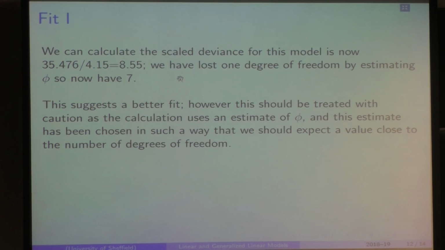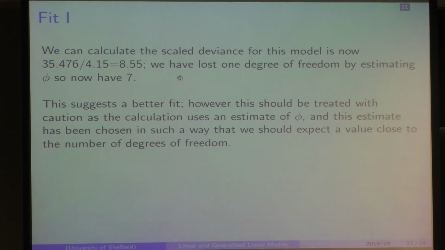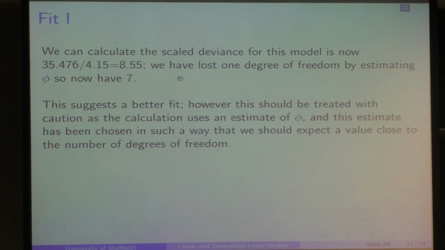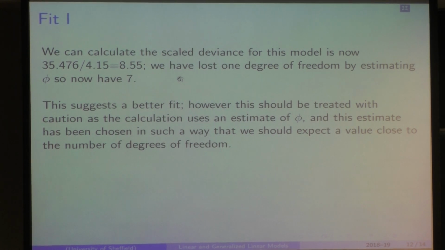However, there's a warning here. Our estimate of phi was based on the Pearson chi-squared. The chi-squared is similar to the deviance, the residual deviance. So this is actually almost fixed in such a way that we will get a value close to the number of degrees of freedom if we do this. This is really just confirming that we've done the calculations correctly, rather than telling us that yes, there really is no evidence against the model.